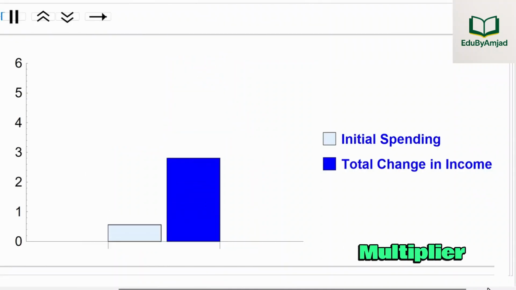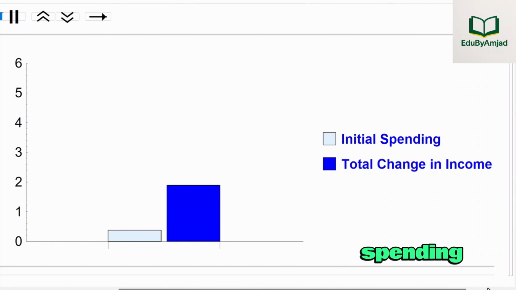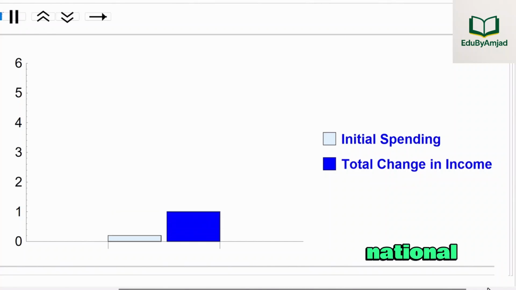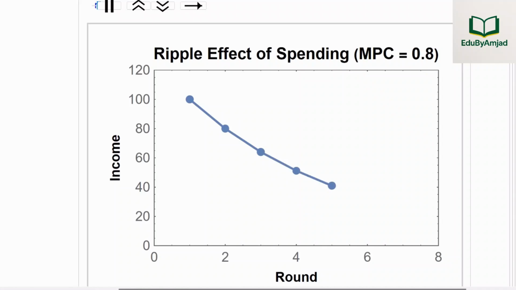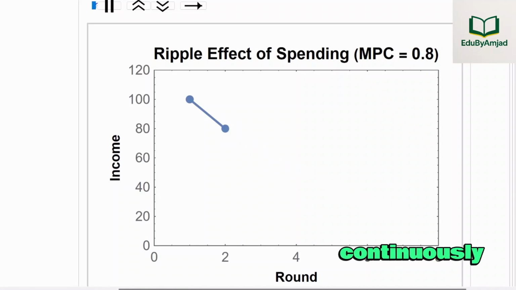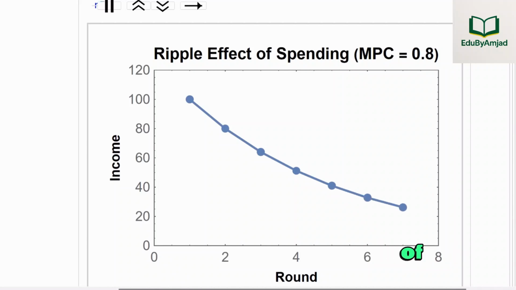The expenditure multiplier explains how an initial change in spending leads to a larger change in national income. This ripple effect occurs because households continuously spend a portion of every additional unit of income.